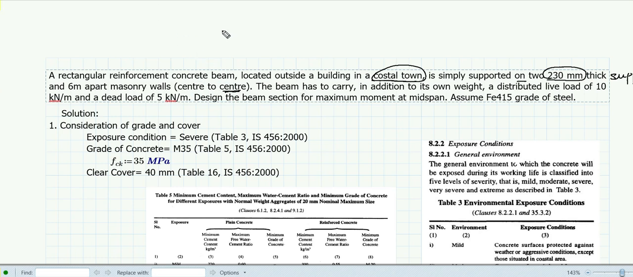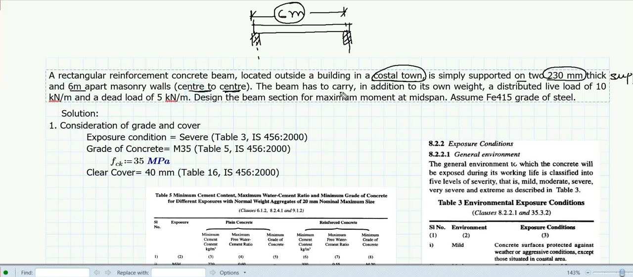That means there is a building in a coastal town, and outside of this building we have a beam which is simply supported over two walls. Suppose these are two walls and it is simply supported, and the span is 6 meter center to center of the wall. That means the distance from the center of this wall to the center of that wall is 6 meter.